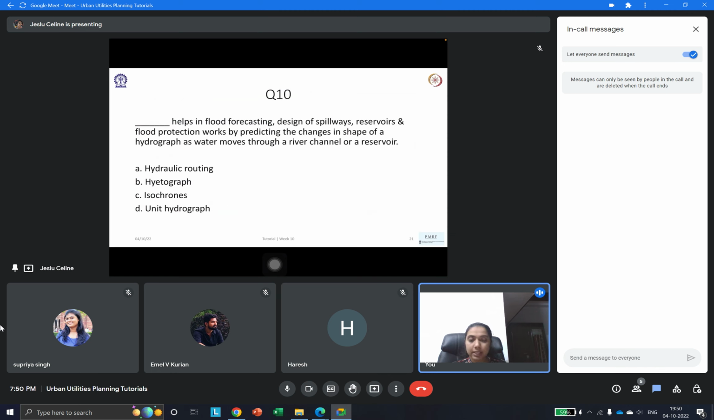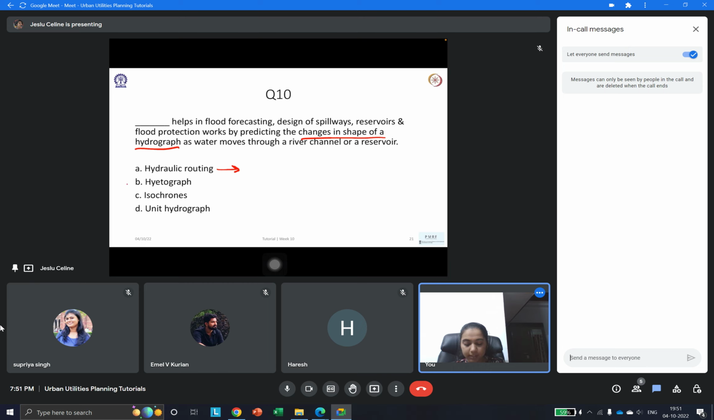Question 10. Dash helps in flood forecasting, design of spillways, reservoirs, and flood protection works by predicting the changes in shape of a hydrograph as water moves through a river channel or a reservoir. Hydraulic routing. So what is hydraulic routing? It basically looks into the changes in the shape of the hydrograph as the water moves through a channel, and that is used in order to design.